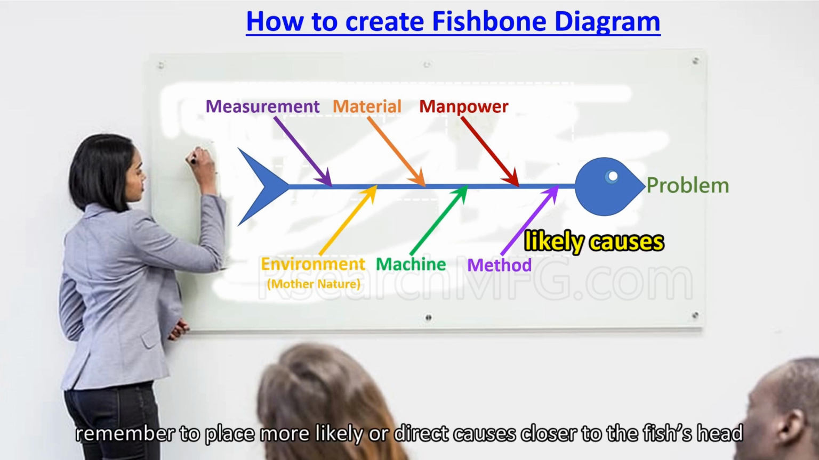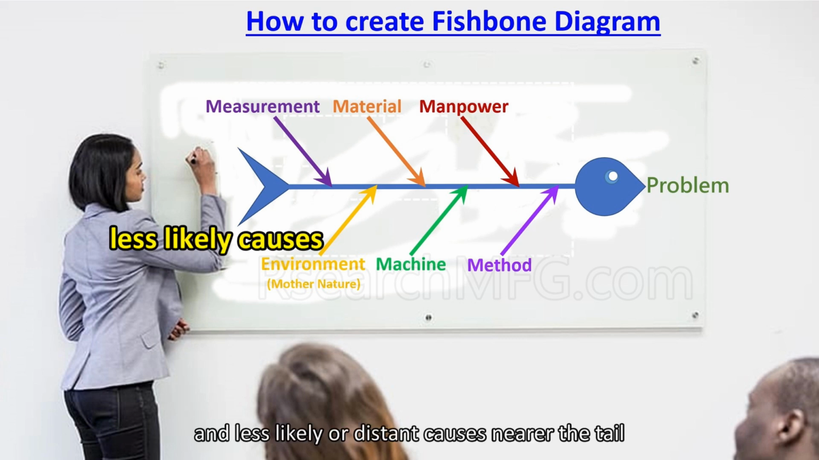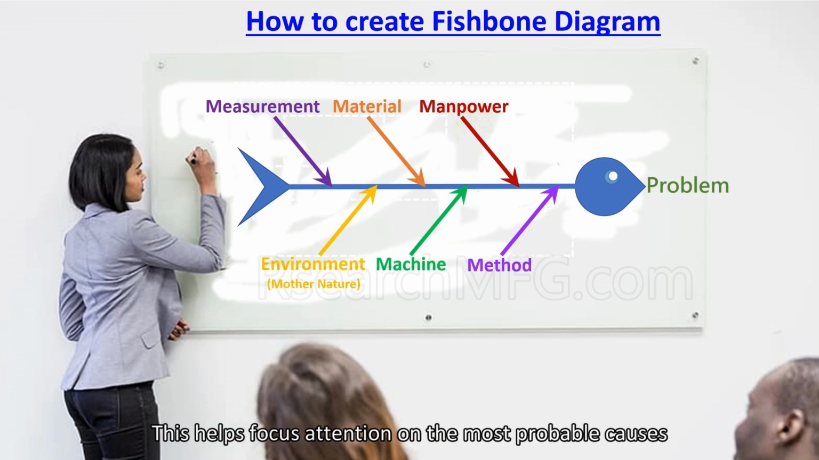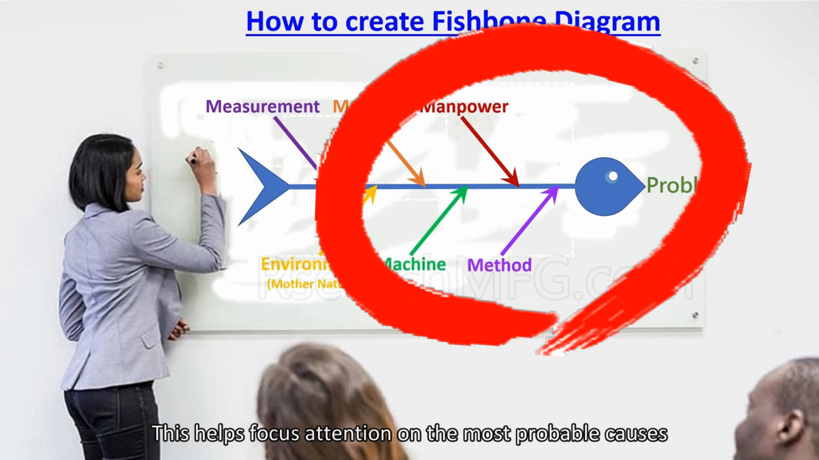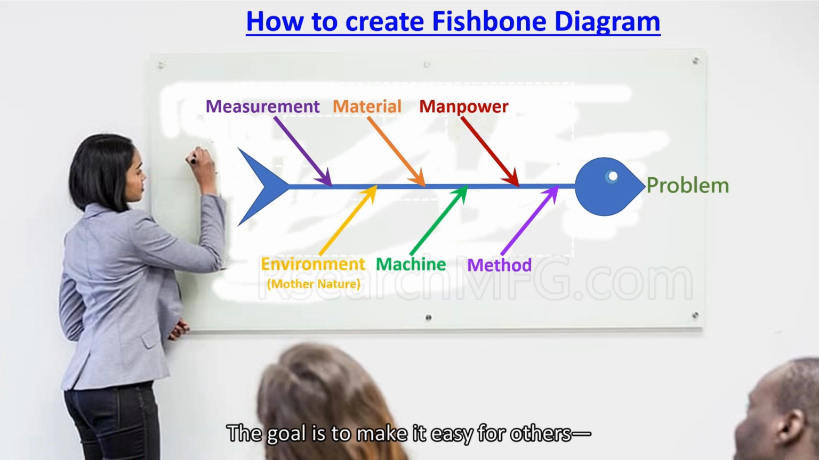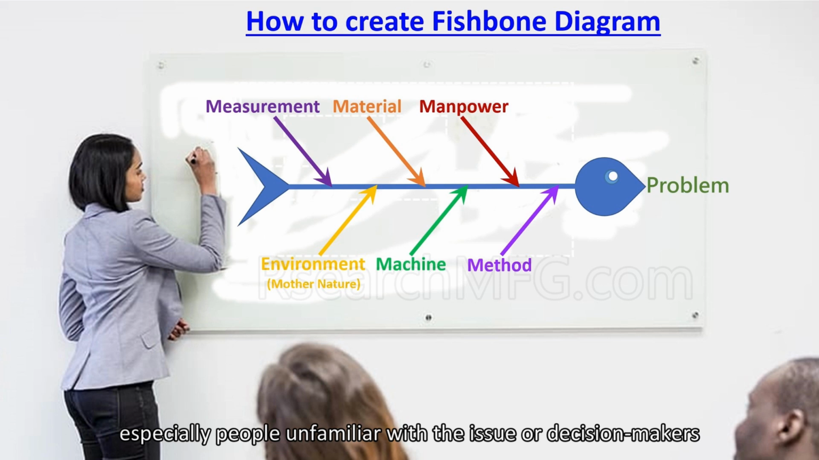Also, remember to place more likely or direct causes closer to the fish's head and less likely or distant causes nearer the tail. This helps focus attention on the most probable causes. The goal is to make it easy for others, especially people unfamiliar with the issue or decision makers, to quickly see which causes are major and which are minor.